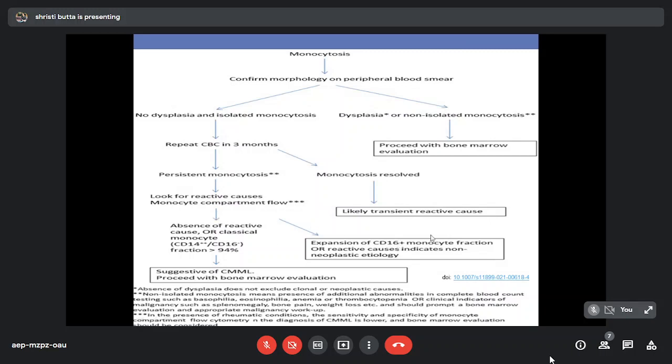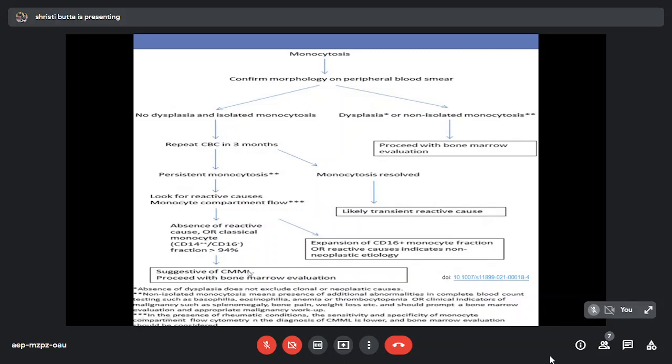Expansion of the CD16 positive fraction, remember the CD16 positive fraction or the non-classical fraction of monocytes that we discussed, is more suggestive of a reactive etiology. So if you have the non-classical form, where you have very high CD16 expression, then that indicates a reactive etiology. On the other hand, if you have a low or no CD16 expression with a high CD14 expression, that is a classical subset. However, if it is more than 94%, and in the absence of any other reactive cause, then that is more suggestive of a CMML.